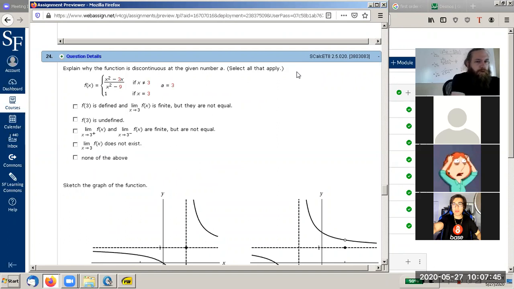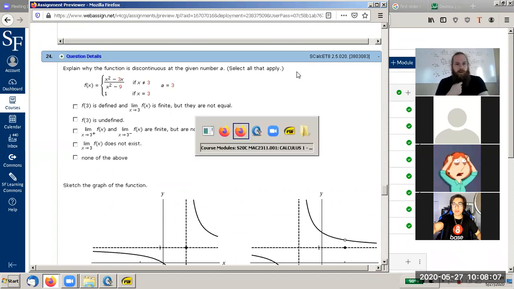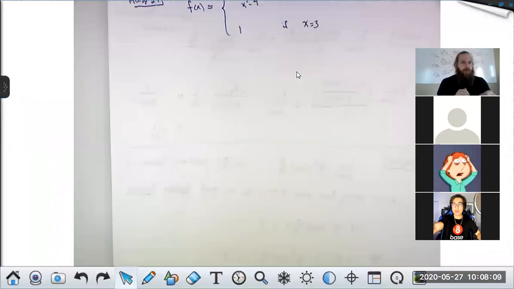So it's x squared minus 3x over x squared minus 9 if x is different from 3, and it's equal to 1 if x is equal to 3. We want to discuss continuity at a equals 3.